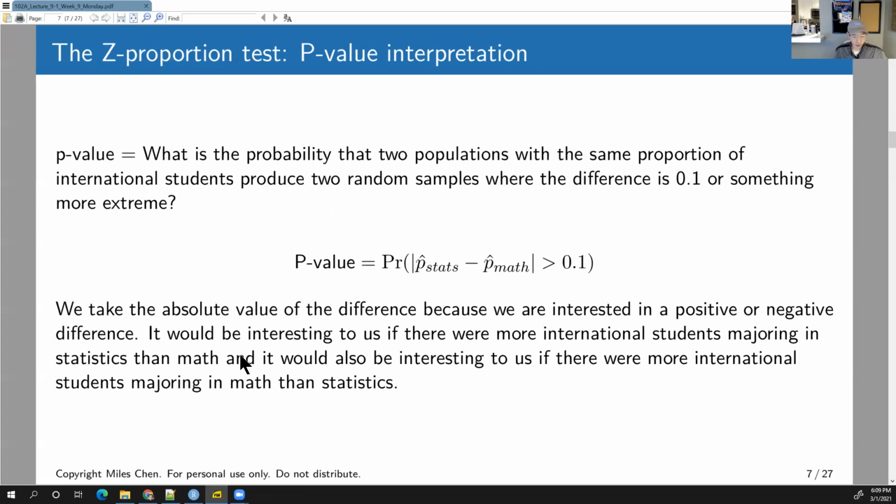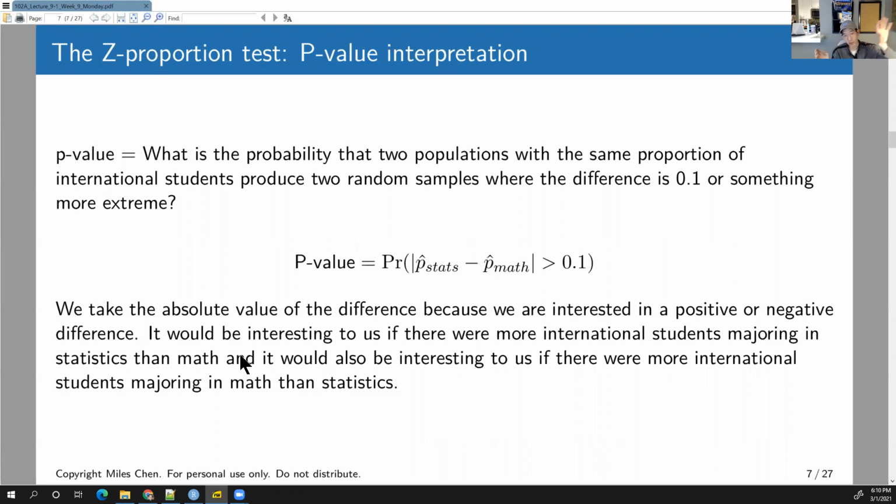So here we're going to have to calculate a p-value for the difference in proportions that we observed. Okay, and so we want to know, what is the probability that if the null hypothesis were true, we would produce two random samples where the difference between them is 0.1 or something more extreme, because that's what we observed, right?